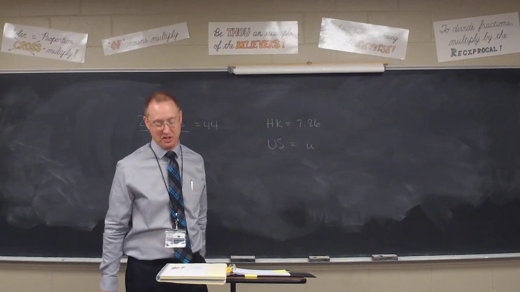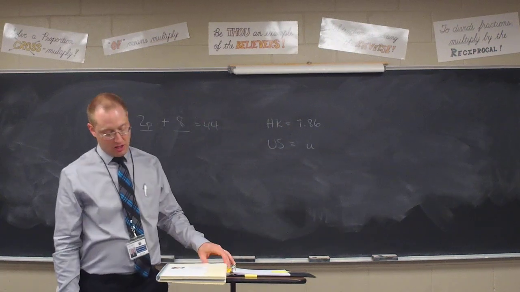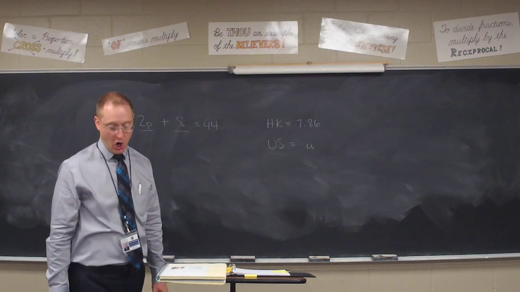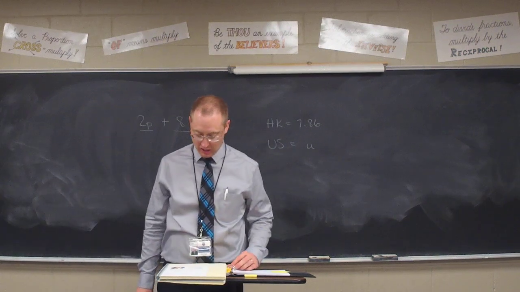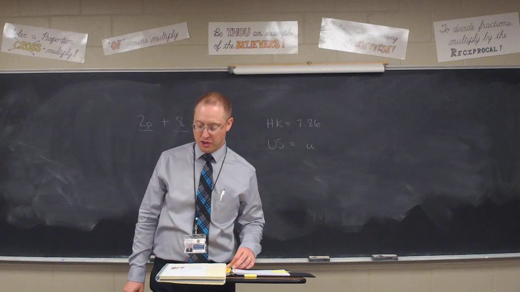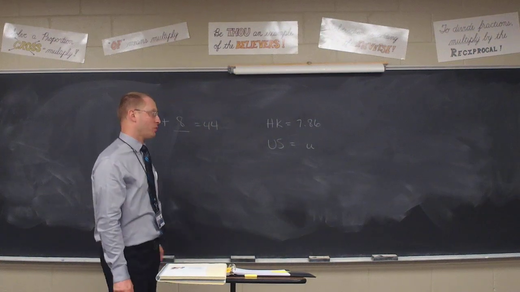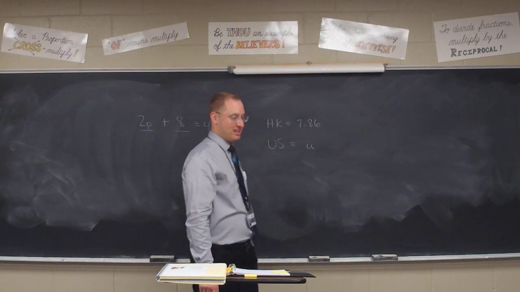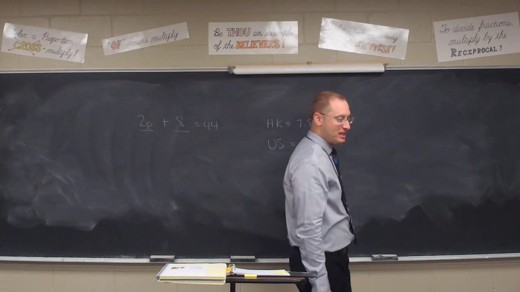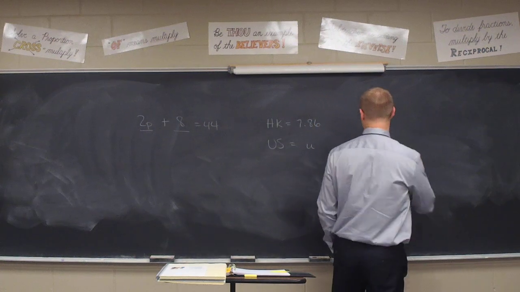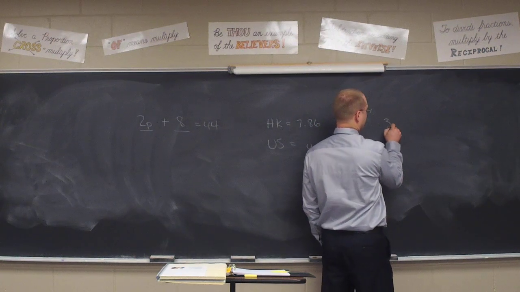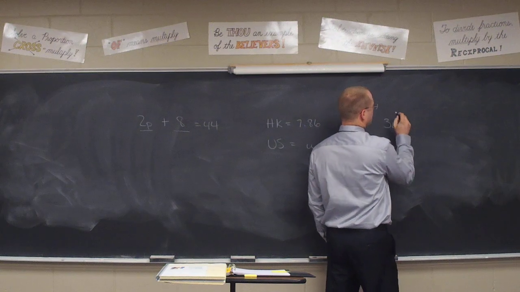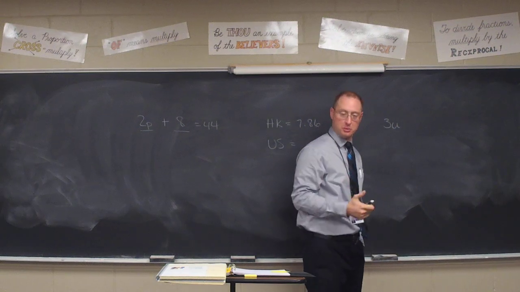At your seats, write the equation. This cost, the Hong Kong cost, stay with me, was $1.11 less than 3 times the amount paid by people in the U.S. What is our equation here, Joel? 3 times 3x. Or 3u if we go with our letter here on the board. But yes, 3u.